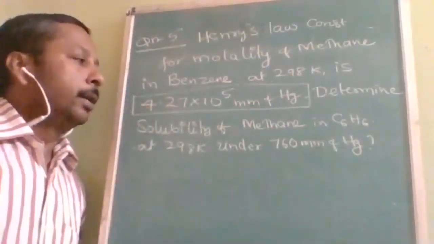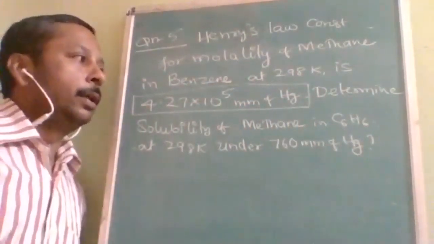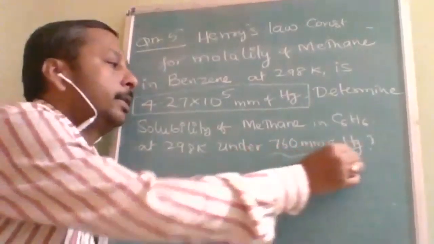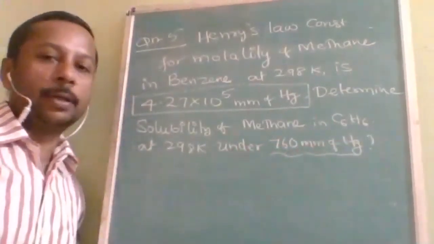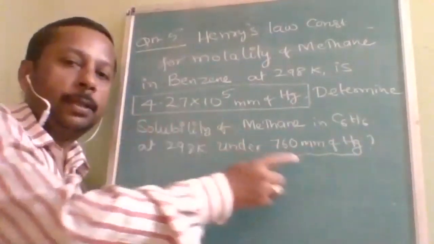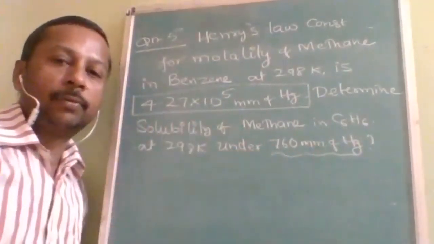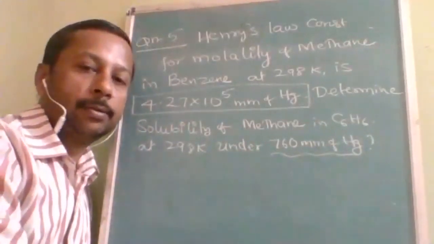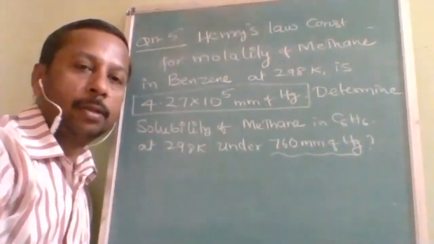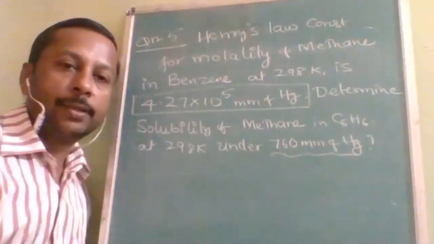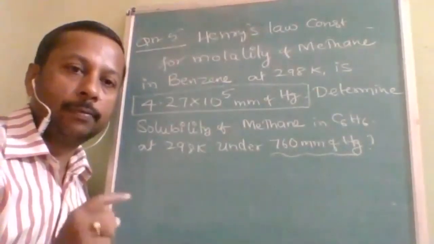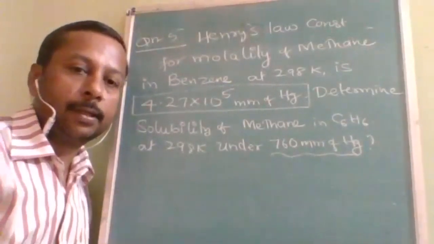Determine the solubility of methane. That solubility we have to find out under 760 mm of Hg. KH is given, P is given. The only thing you have to find out is the solubility. Are you ready to go through it? Try yourself and check your answer. Pause it here and check your answer with the video solution after a certain time.